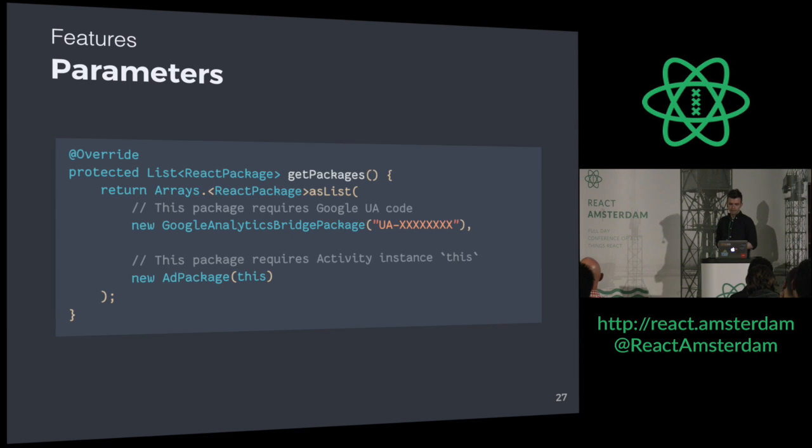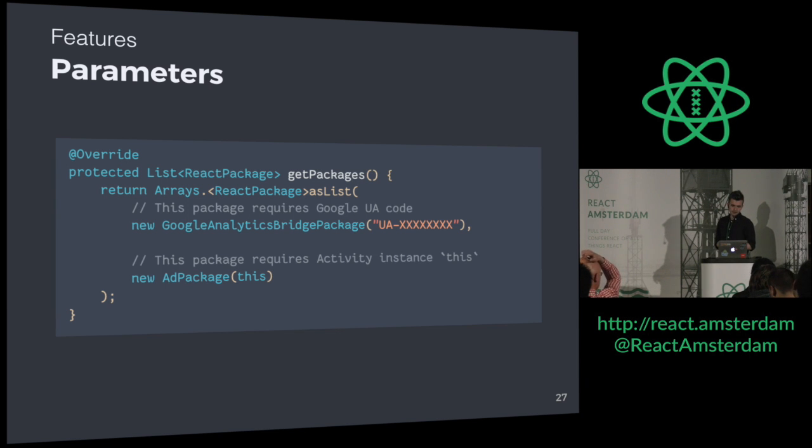Another feature we have is parameters. Because sometimes after you are done with installing a module and you would like to run your app, you realize you have to do some post-installing things, like setting up a token. Like in this case, I have installed the Google Analytics package for React Native that allows me to send Google Analytics events. And they require me to set up a token.